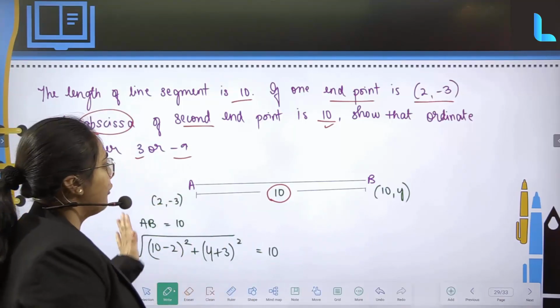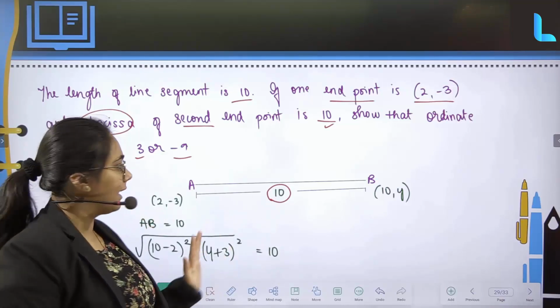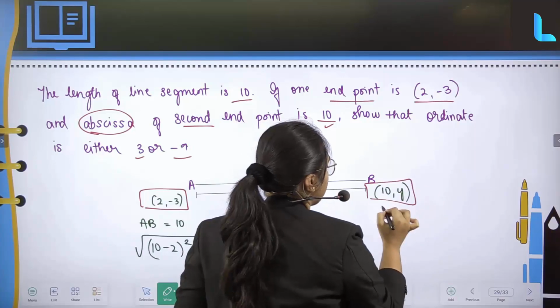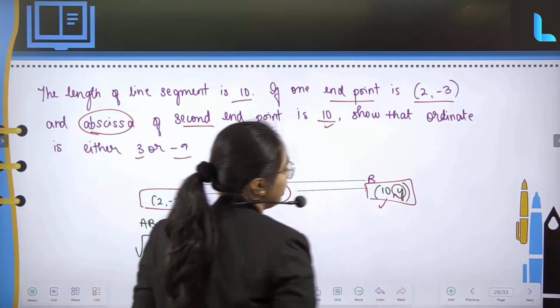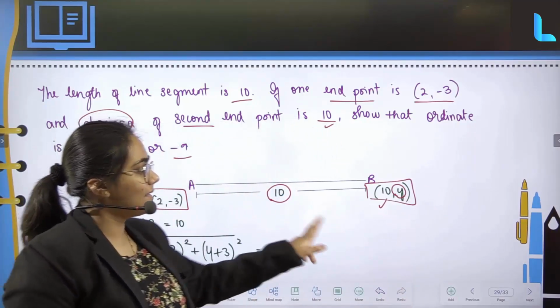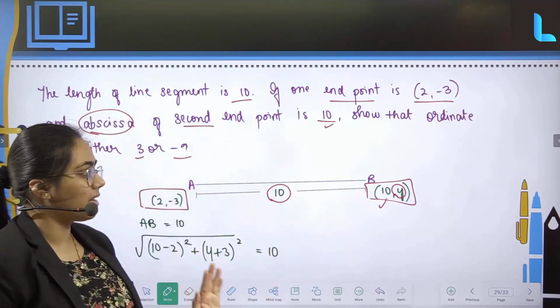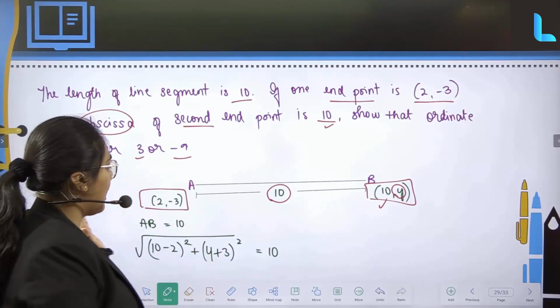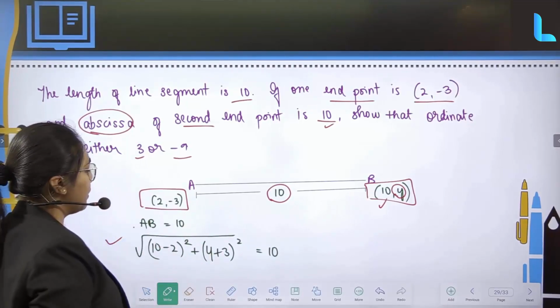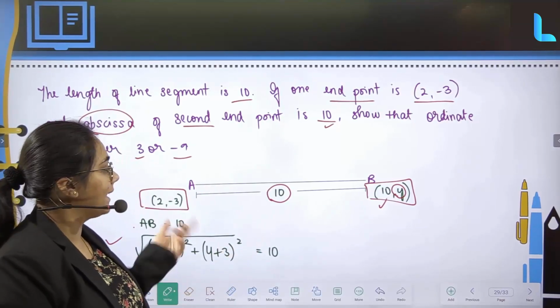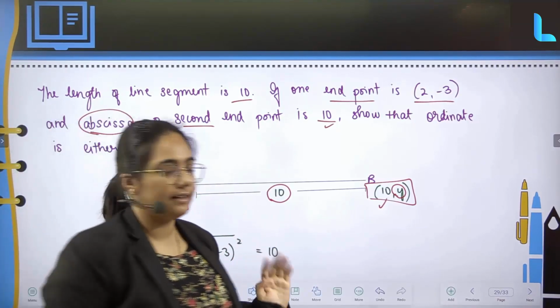First and foremost, just draw a diagram like this. A is given, the abscissa of the other point is given, and this ordinate is what we have to find out. It is either going to be 3 or minus 9. If you observe, it is nothing but the distance formula. Apply the distance formula, AB is equal to 10. When you solve using the distance formula, you will get the answer as 3 or minus 9.